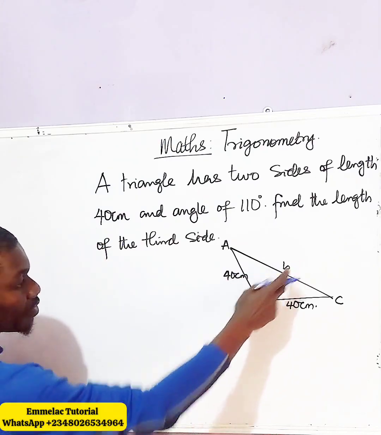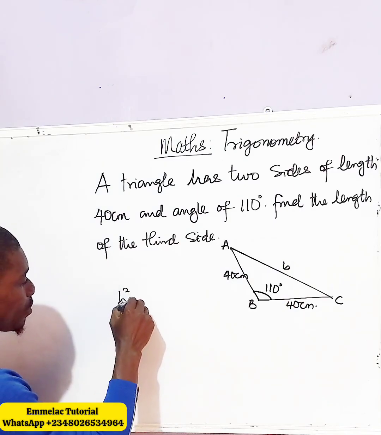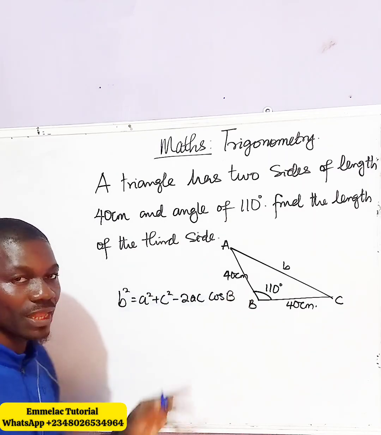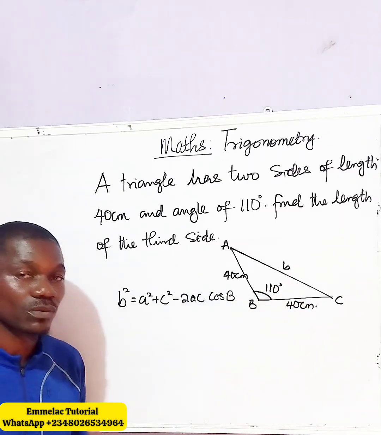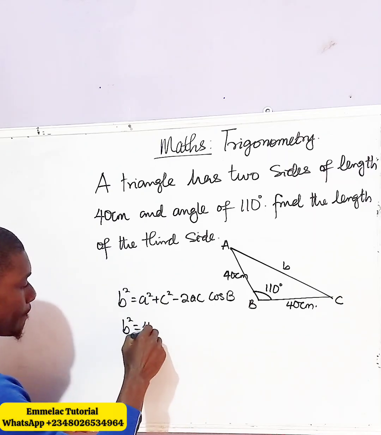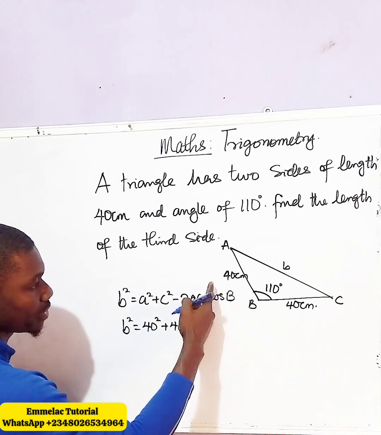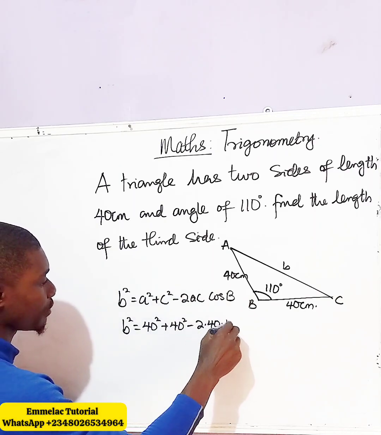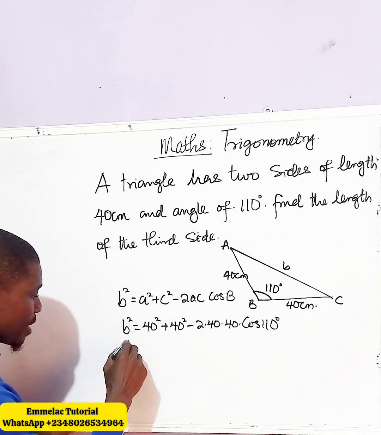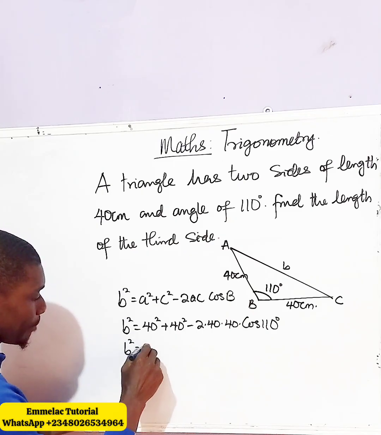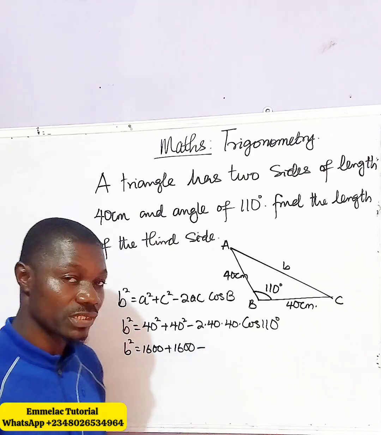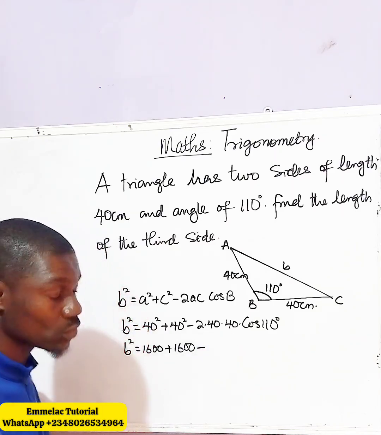And the cosine rule, since we are looking for side b, is b squared equals a squared plus c squared minus 2ac cos B. Now plugging in 40 and angle 110 to this, we have b squared equals 40 squared plus 40 squared, because c is also 40, then minus 2 times 40 times 40 times cos 110 degrees. So 40 squared should give us 1600, plus 1600, then minus 40 times 40 is 1600, times 2, that will be 3200.